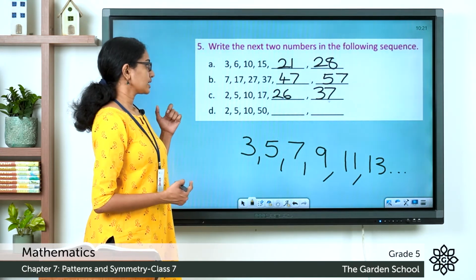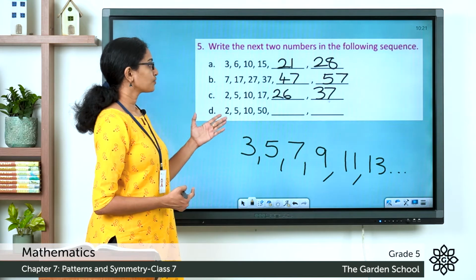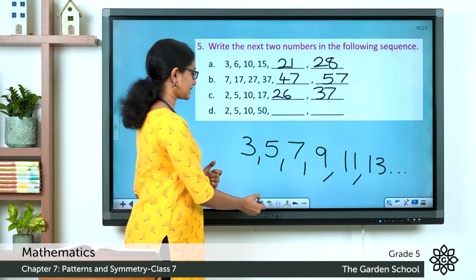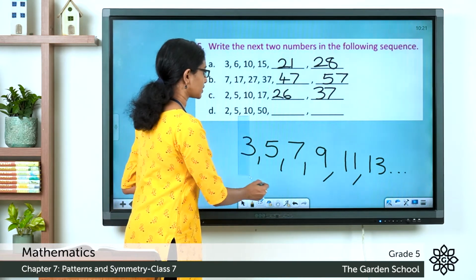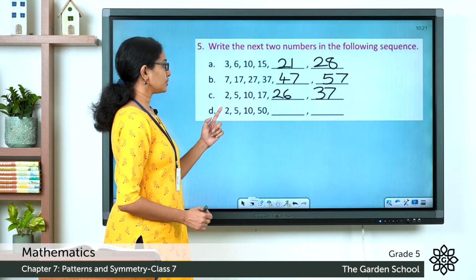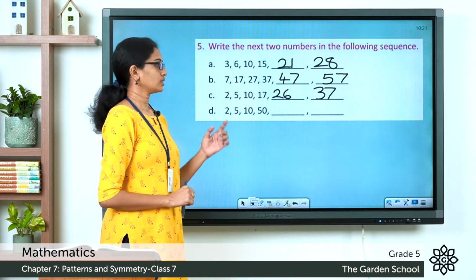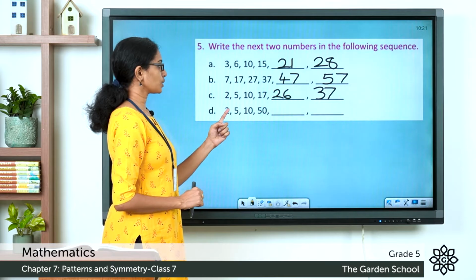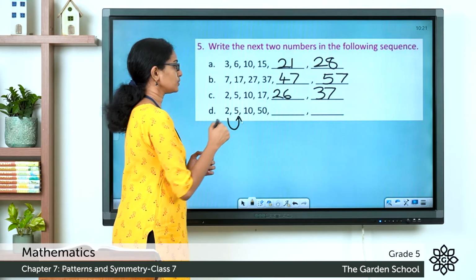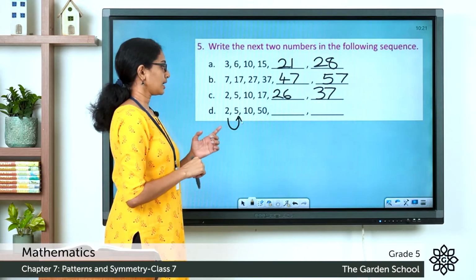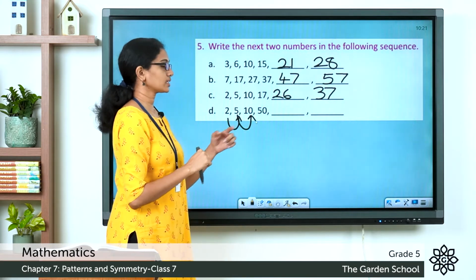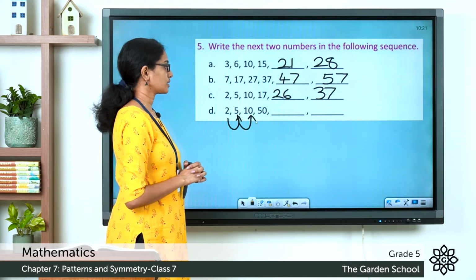Question D. The numbers are 2, 5, 10, 50 and it goes on. Observe the pattern. Can you identify the pattern rule for this number pattern? See, the numbers 2, 5 and 10. 2 5s are 10, or 2 into 5 is equal to 10. And again, this 5 into 10 gives the next number 50.